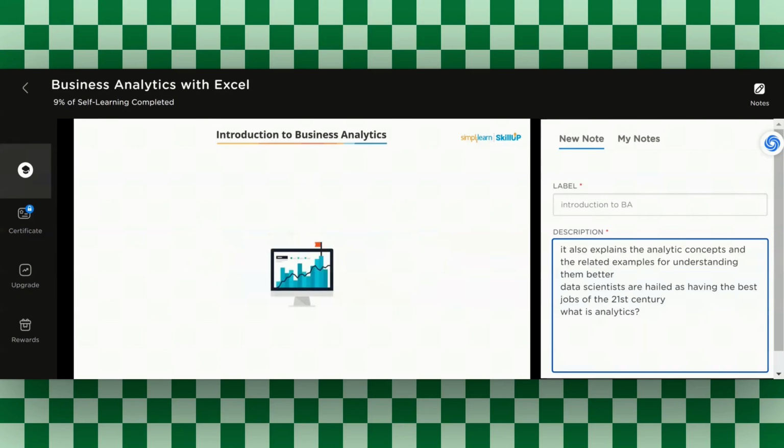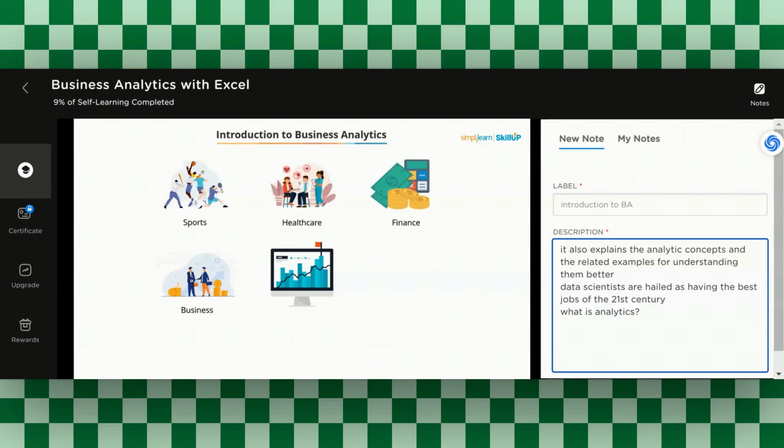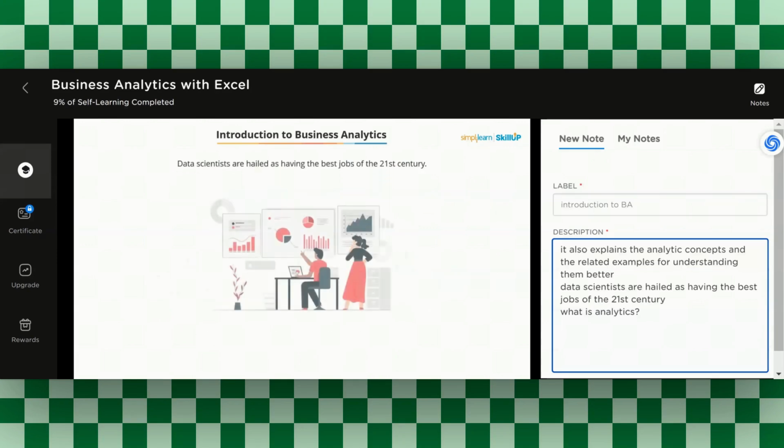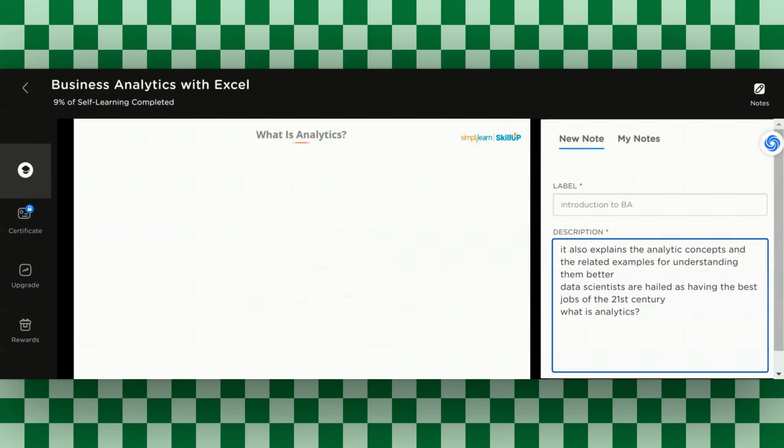In today's data-driven world, analytics plays a vital role, not only in businesses, but also in various fields, such as sports, healthcare, finance, government, and many more. We have seen so many books on analytics that have become global bestsellers. People who are able to apply analytics, known as data scientists, are hailed as having the best jobs of the 21st century. Now you must be thinking, what is analytics really?